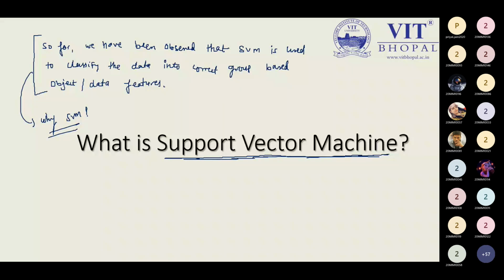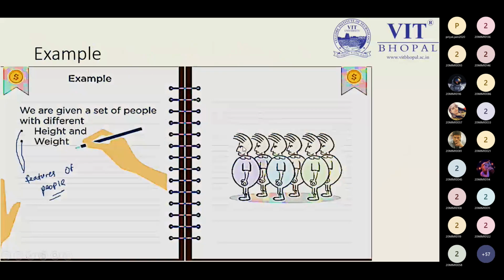Let us move to the next point. What is the next point? What is a support vector machine? We have the important terms over here. That is the example. With the help of the example, you can easily recognize what the actual support vector machine is. So here I am taking a simple example in which I am taking two different features.